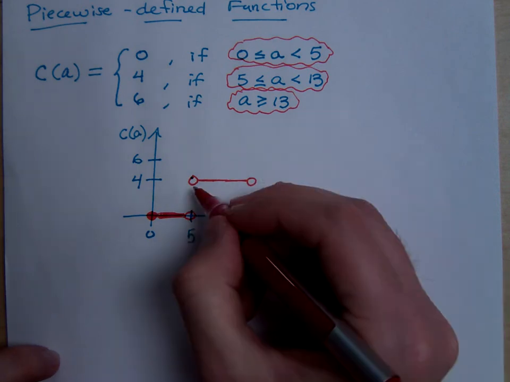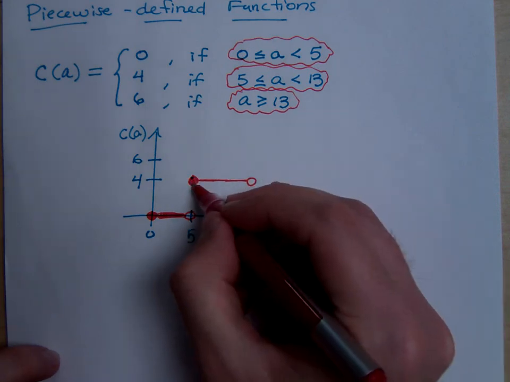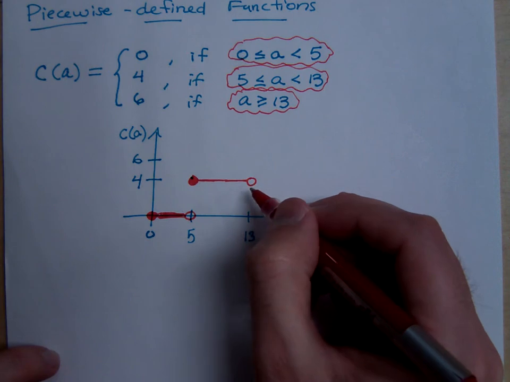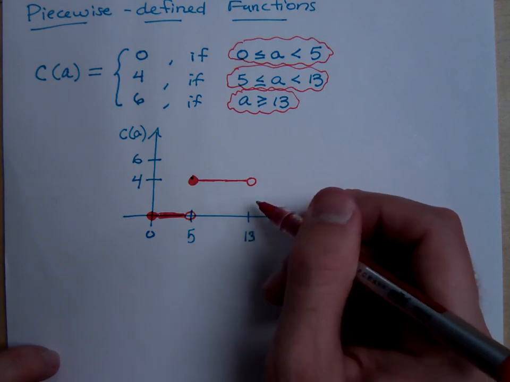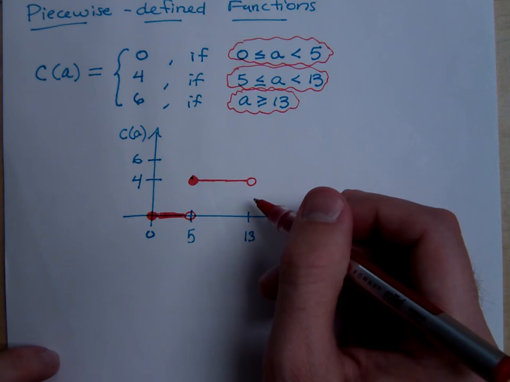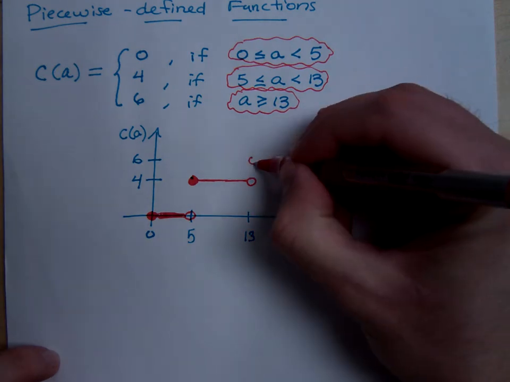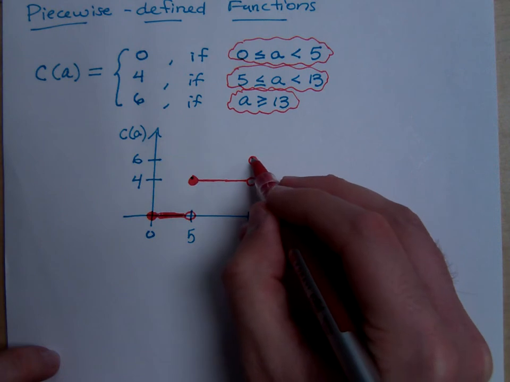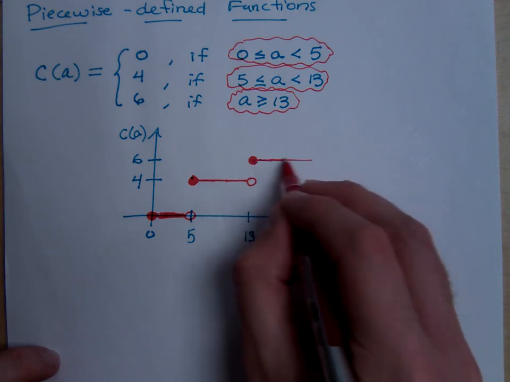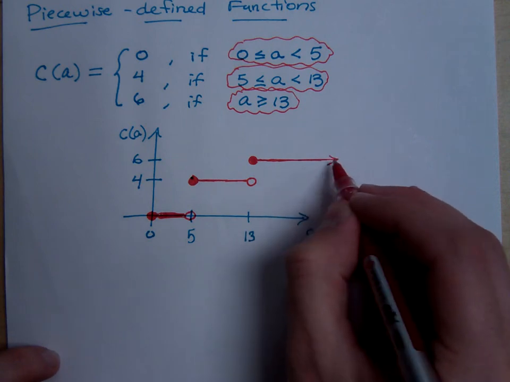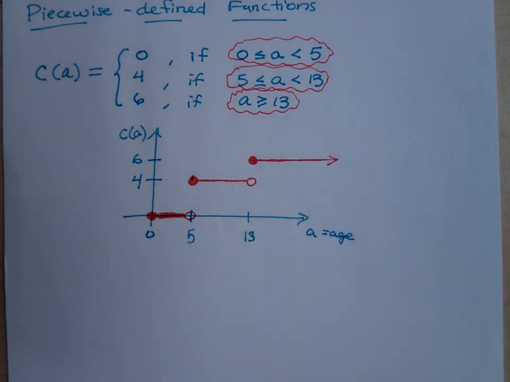13. Do I include 5 here? Yes. Do I include 13? No, because once you hit 13 years old, not only are you even more of a pain in the neck to your parents, but you have to pay more, and you jump up here to the $6 level. Do y'all agree? So I get to include that at 13, and this guy's just going to go on presumably forever.